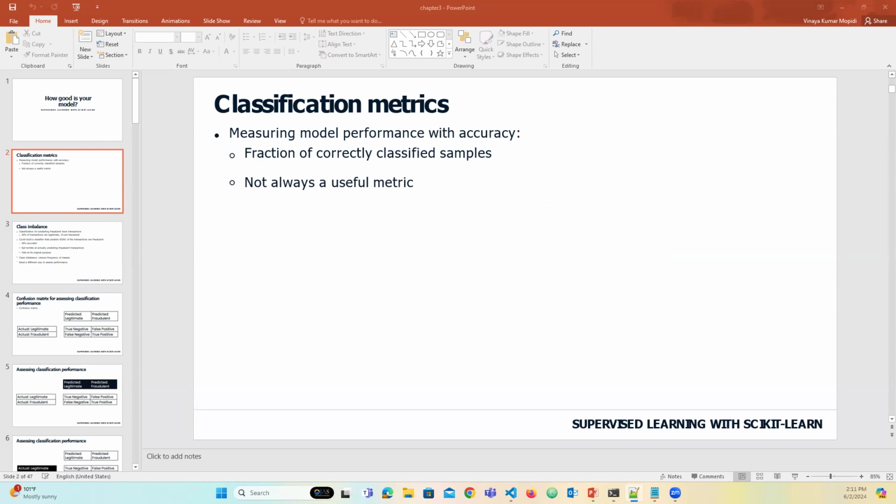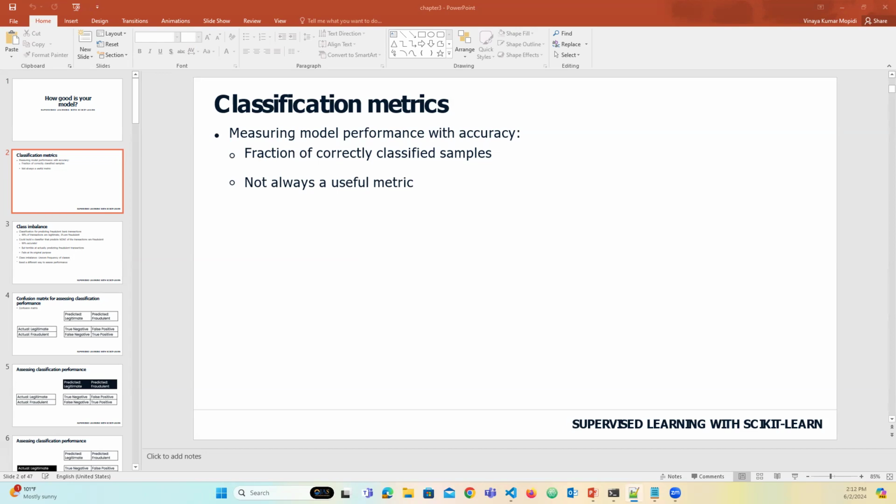So consider a model for predicting whether a bank transaction is fraudulent, where only 1% of transactions are actually fraudulent. We could build a model that classifies every transaction as legitimate. This model would have an accuracy of 99%. However, it does a terrible job of actually predicting fraud. So it fails at its original purpose.